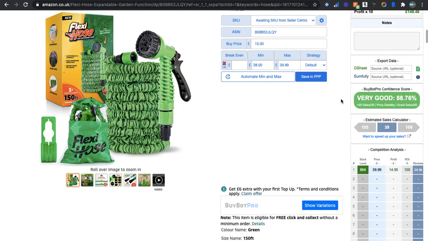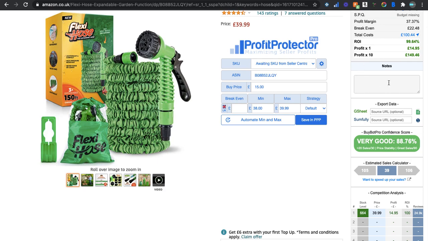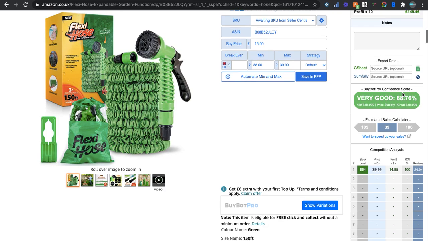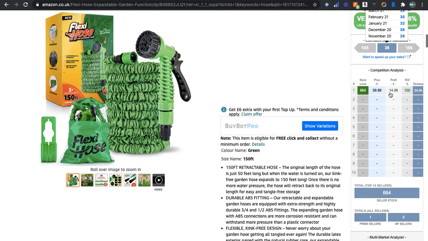and we're scrolling down. Now, we've got notes here, and I'm not going to go into this, but you can export all this stuff into a spreadsheet. I'm not going to go into this. Once again, post that on the Facebook group if you want to know more about that. Estimated sales, once again, here.